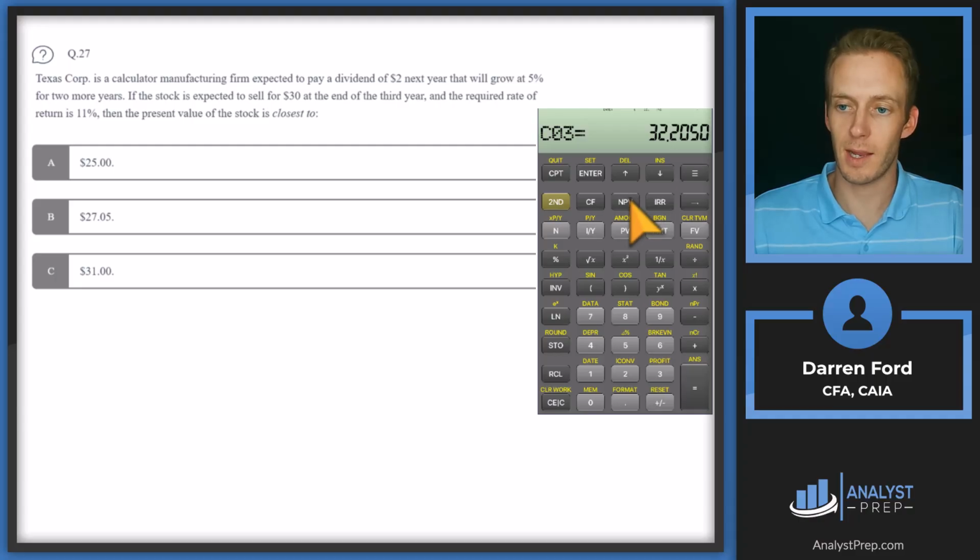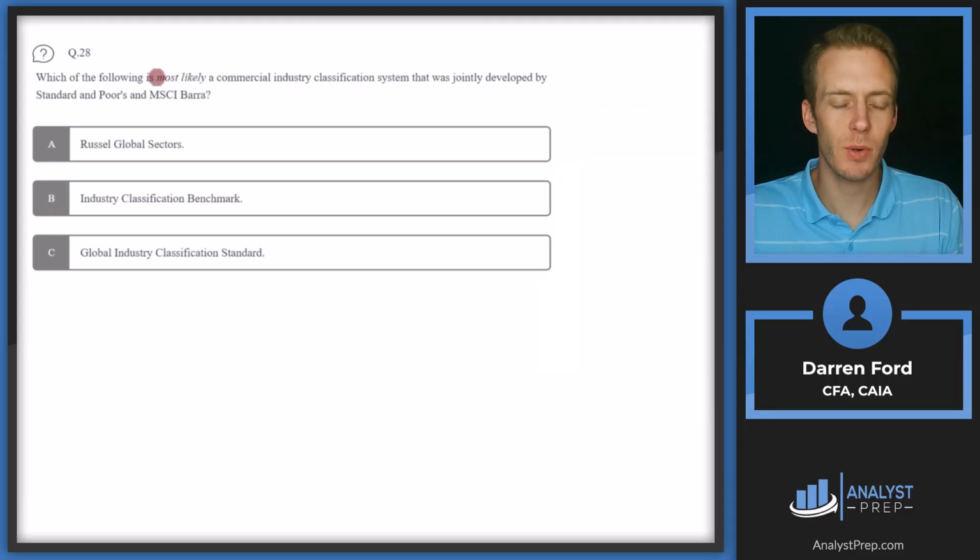From here, we're going to calculate net present value. We're going to do that using our required rate of return of 11%. So plug in 11 here, enter, then scroll down and compute NPV, which is 27.0542. Once we round, that corresponds with answer B. Question 28.